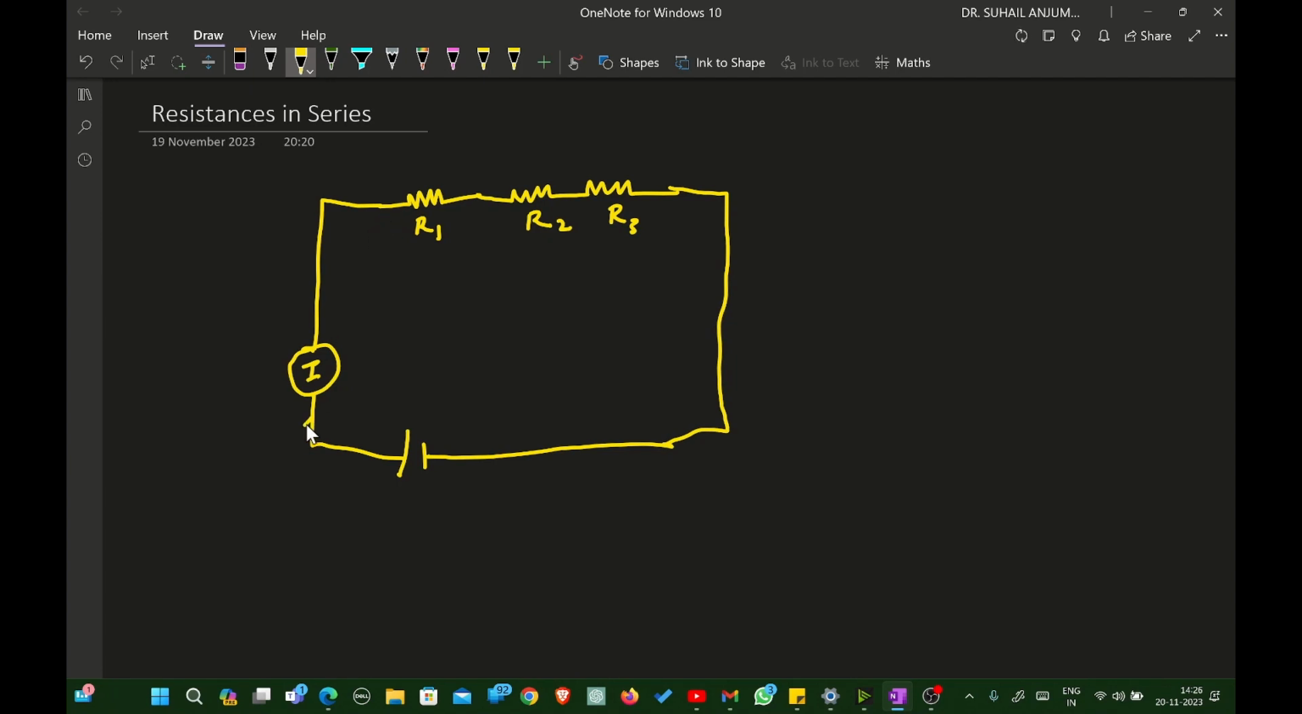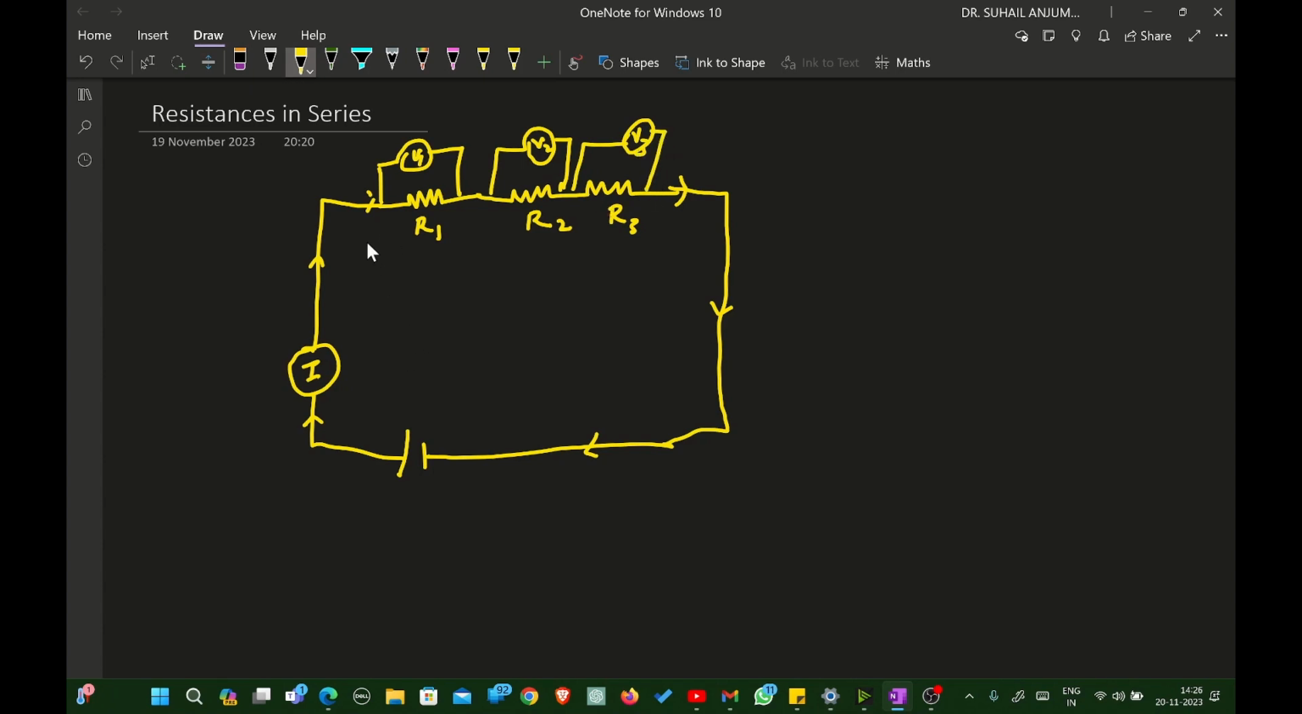Now current I will flow through this circuit, and the current will be the same throughout this circuit. The voltage drop across each of these resistances we can measure by connecting a voltmeter in parallel to it. Say I will call this voltmeter number 1. I will connect it here, and this will give us V1. Then I will connect voltmeter number 2. We will call it V2, and we will connect voltmeter number 3 across the resistance R3 to get V3.